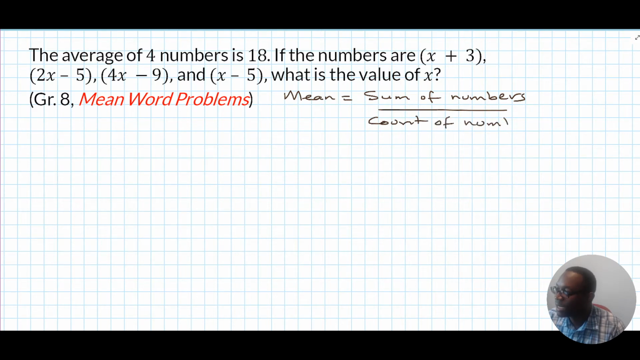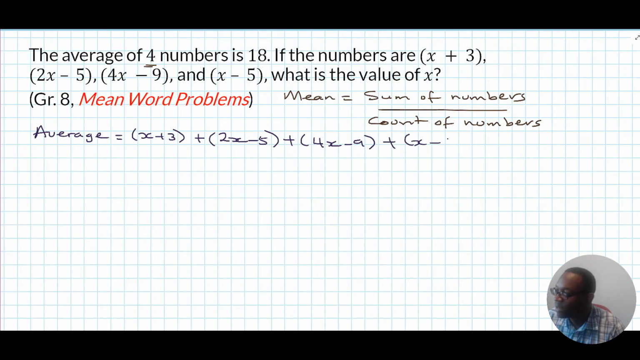What that means is that we're going to add all the numbers together, and then we're going to count how many numbers we have. In this case, you already have that answer, it's 4. Then we divide the sum by the count. So our average, which is the same as the mean, is going to be the sum of all our numbers, x plus 3 plus 2x minus 5 plus 4x minus 9 plus x minus 5, and then we divide all of this by 4.